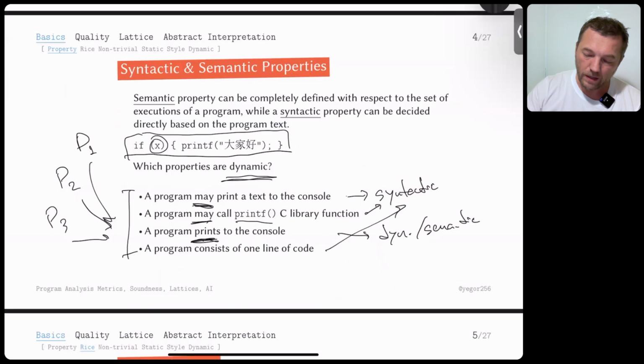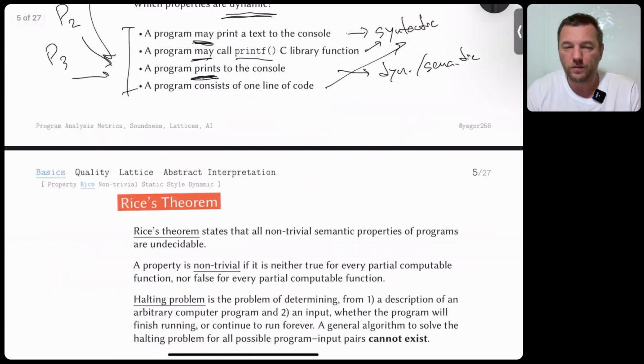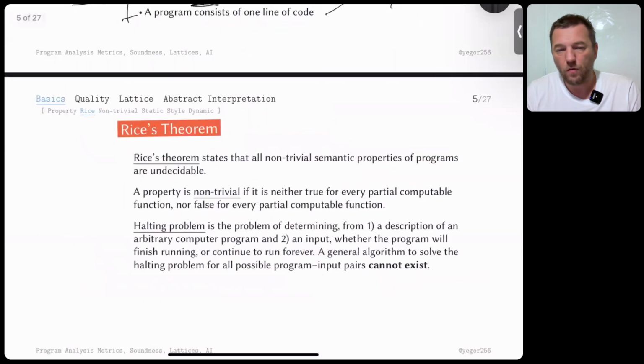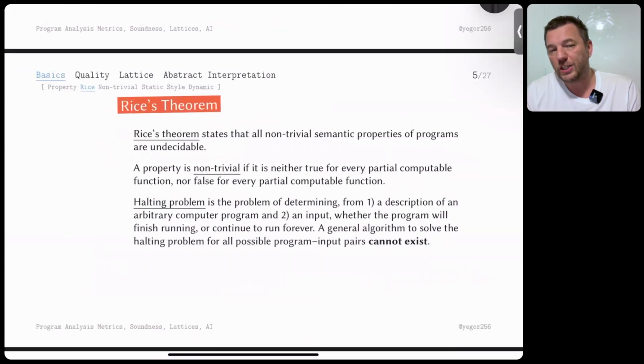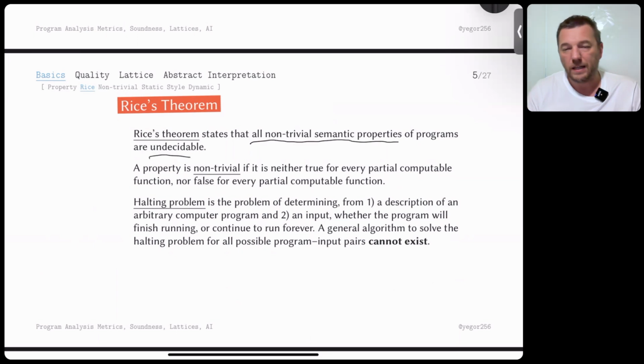There is a very famous theorem called Rice's theorem, named after the scientist who suggested it. It says that all non-trivial semantic properties are undecidable. Undecidable means that we cannot really create an automated decision maker which will look at any particular program and tell us whether this semantic property is there or not.